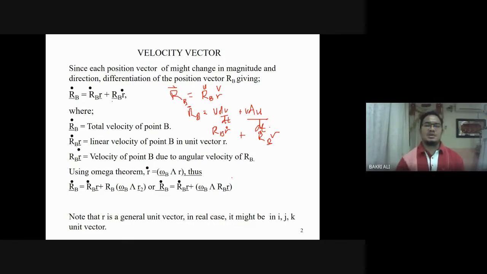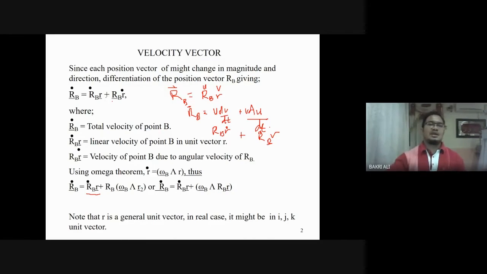Okay, maybe easier if we go to the example of this. We can also write this r_B dot as r_B dot r, the linear velocity, plus r_B omega cross r, because r_B here and r dot is omega cross r. So r_B is the radius of B times r dot, omega cross r. Or we can also change to this omega_B cross r_B r. So radius of B in unit vector ijk and so on.